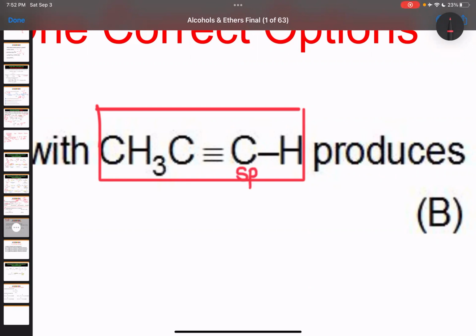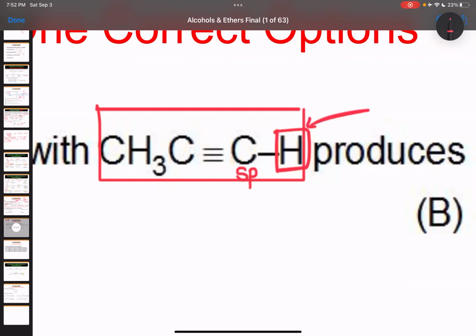This is an sp hybridized carbon, and we know it is significantly more electronegative than a normal carbon. Because of the triple bond, it's sp, and the electron pair wants to remain close to the carbon, so it is acidic. A bit acidic, not very acidic, a bit acidic as compared to a normal alkyl. So this H plus is acidic.